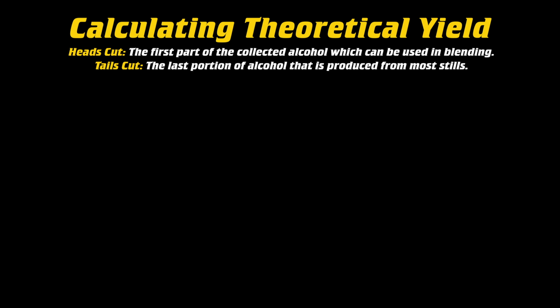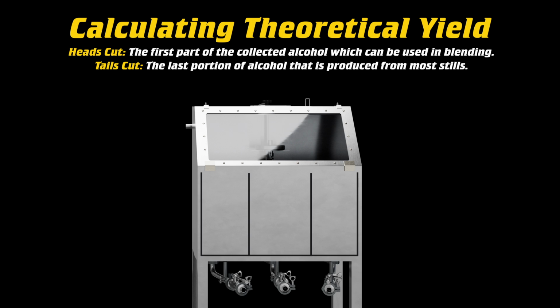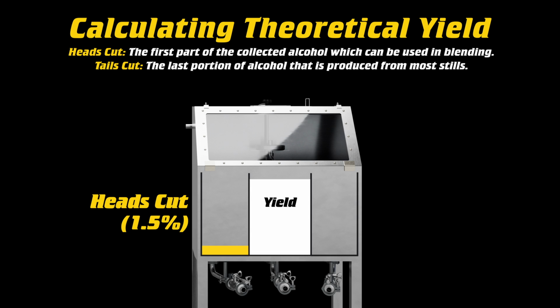To take this one step further, we can calculate in our heads and tails cuts. Generally, our heads cut is about 1.5% of our total theoretical yield, while our tails cut is generally 0.5% of our total theoretical yield. I use the term generally because I've seen folks go a little bit deeper into their heads cuts, a little bit deeper into their tails cuts. This is really where the artistry in the craft shines through, based on your technique that you've applied to your fermentation or your process for operating the still. And that, my friends, is the basics to calculating theoretical yield.